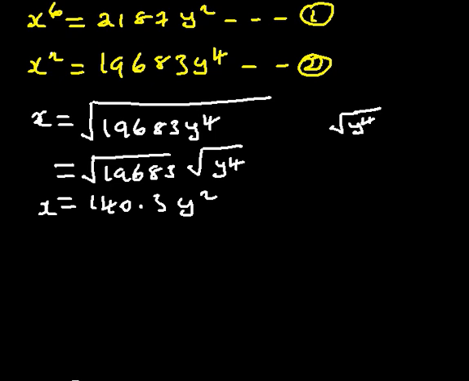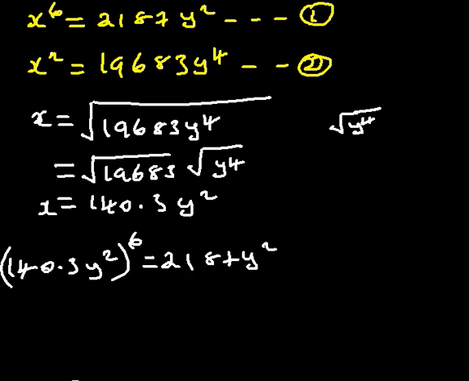Then we substitute for x into equation number 1. Wherever there is x, we substitute this expression. We'll have 140.3 y to the power 2, all to the power 6, which is equal to 2187 y to the power 2, then everything to the power 6. So we have 140.3 to the power 6.